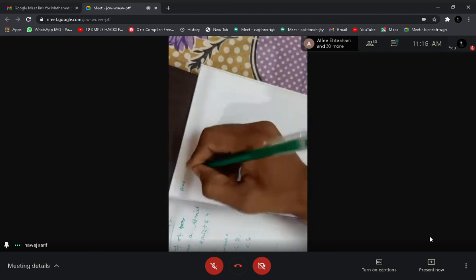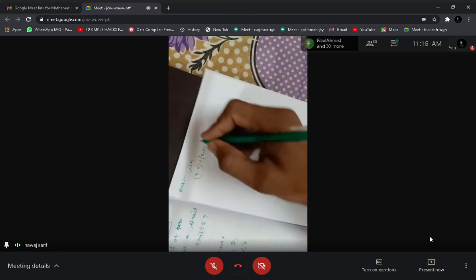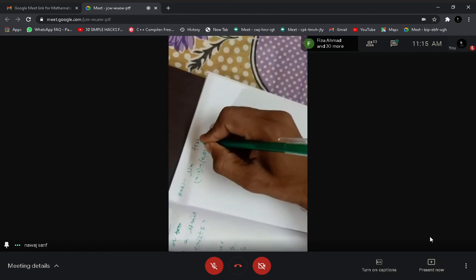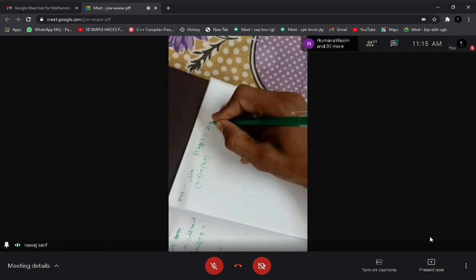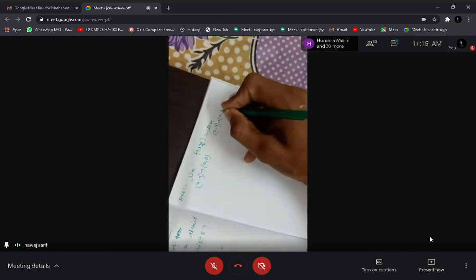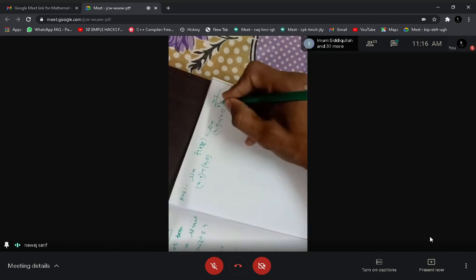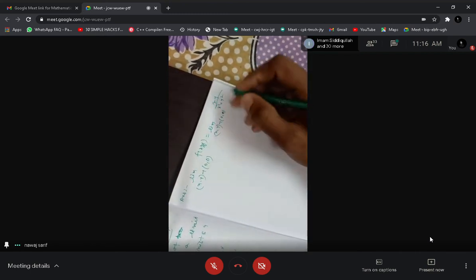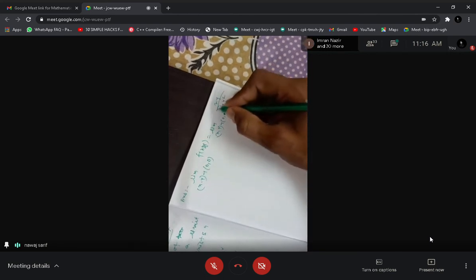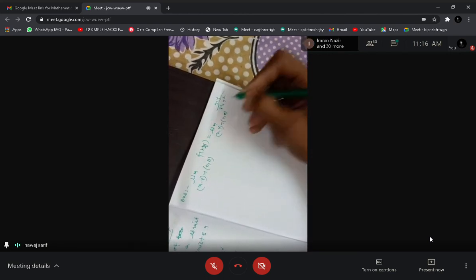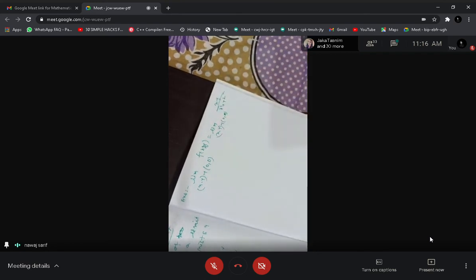Now tell me what will be the limit of this function? First of all, see that if you try to find the limit of this function as (x, y) tends to (0, 0), the limit of xy upon x square plus y square, then you cannot put the limit directly at (0, 0) because this is a 0 by 0 case. So you have to choose a path in such a way that this limit vanishes.